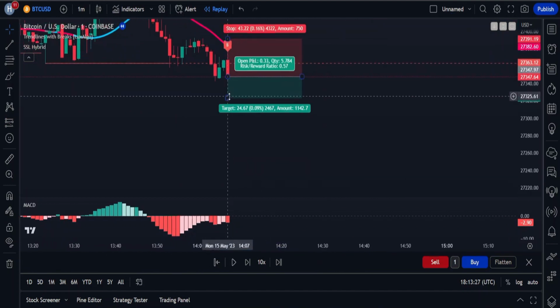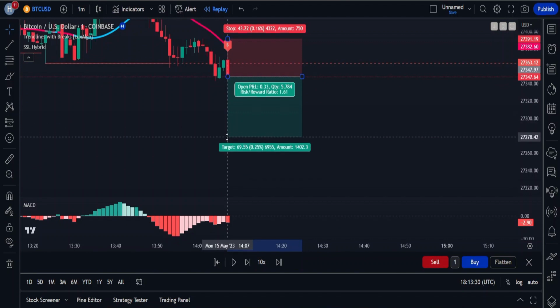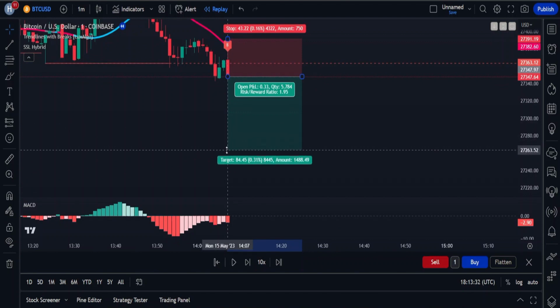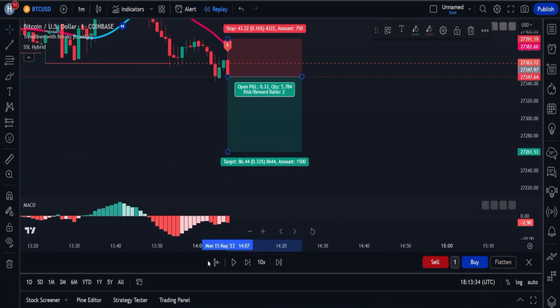You guys should definitely give this strategy a try, and also make sure you forward test it with paper money first before trading. So this is going to be it for this video.